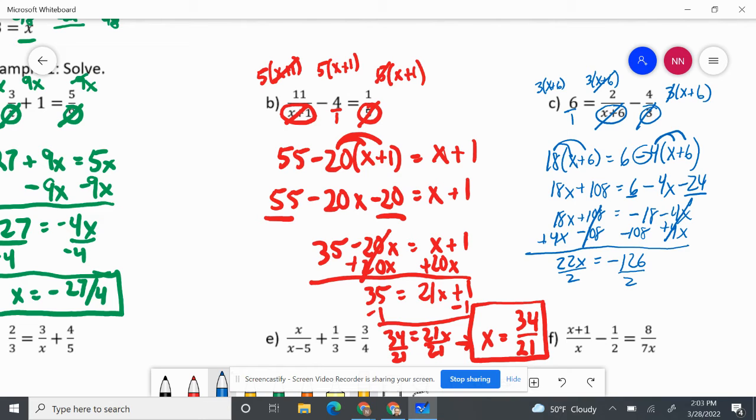Now with this one right here, we can actually reduce it. They both have a 2 in common. So we divide the top by 2. We divide the bottom by 2. That should be a 22. So when we divide the top by 2, we get negative 63. When we divide the bottom by 2, we get 11.